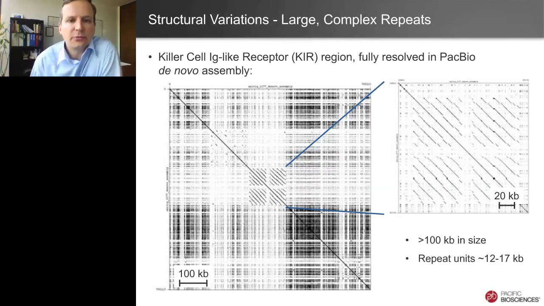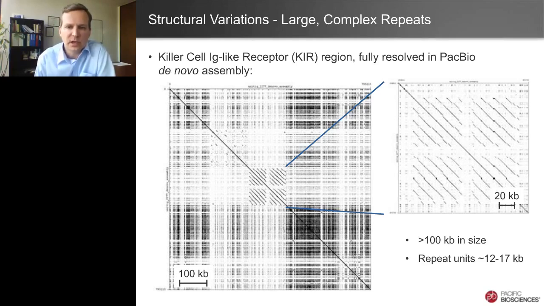Lastly, the KIR region. This is the killer cell Ig-like receptor region. It's a very important region in immunology, and like after HLA, one of the most important ones to understand immune responses and so forth. This is a nightmare region to sequence, even with Sanger. And in the de novo assembly, it's fully resolved right here. And the reason why it's difficult is because it's very large. It can be up to 200 kb in size, and it contains repeat units that are on the size of 12 to 17 kb.